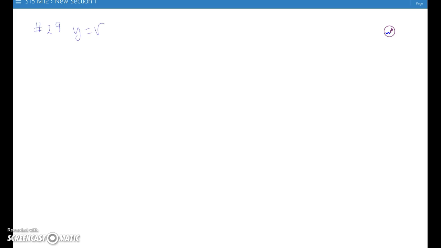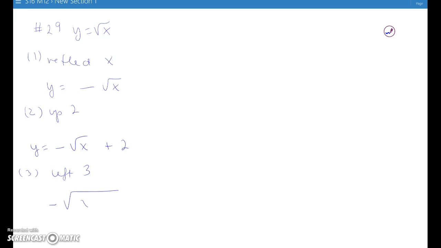And we're starting with y equals square root of x again. The first thing it says to do is reflect about the x-axis. So reflecting about the x-axis, we go opposite of the function. There we go, opposite of square root of x. Then if we want to shift it up 2, after we've done the function, we add 2. So we'll have minus the square root of x plus 2. And then if we want to shift it left 3, inside the square root, we have x plus 3. Plus 3 shifts it to the left.